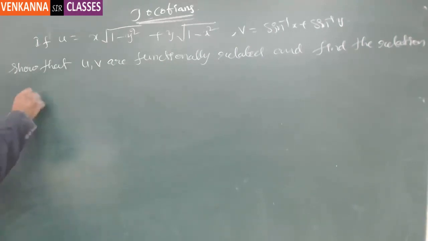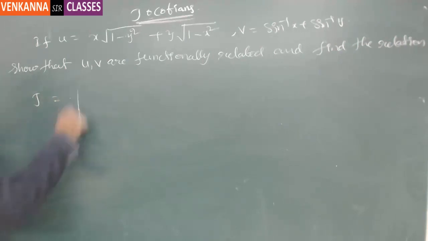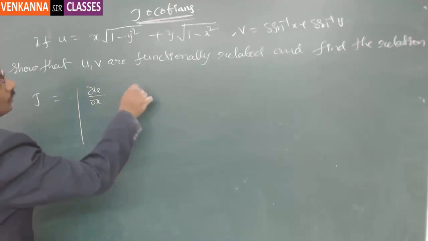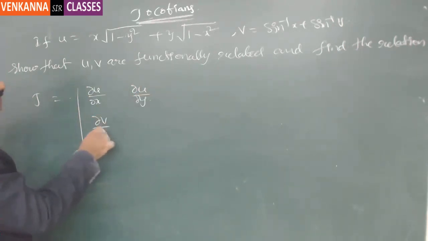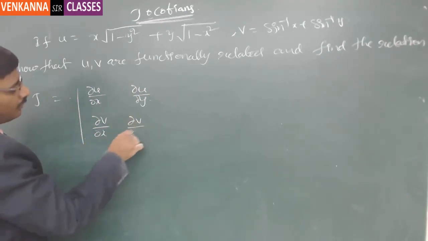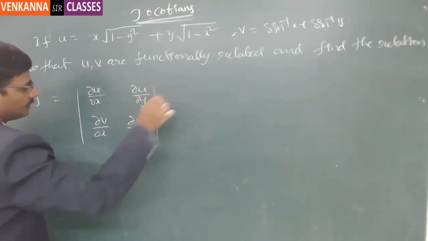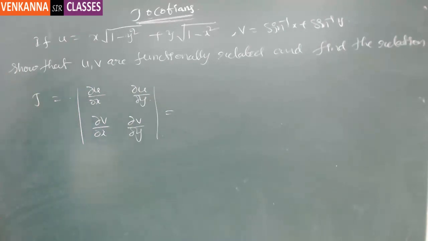So J is nothing but modulus of dou u by dou x and dou u by dou y. Similarly, dou v by dou x and dou v by dou y. Find the determinant of this and then check if it is coming out to be 0. Yeah, great. So 2 people got it. I hope everybody should be able to get. So this is straightforward, finding the partial differentiation and then finding the Jacobian.